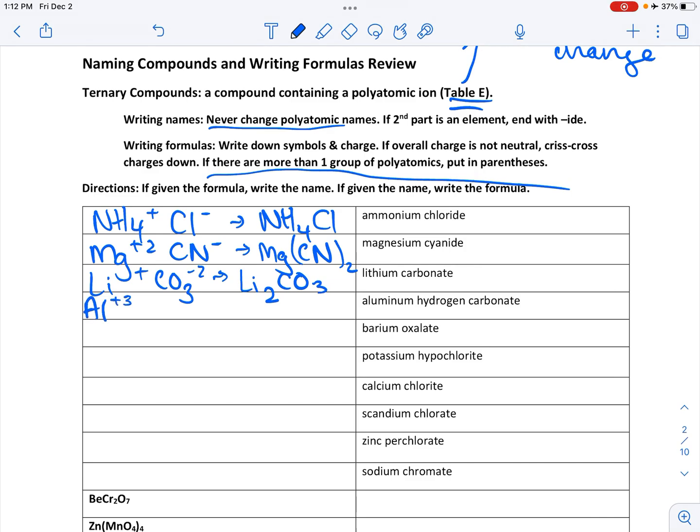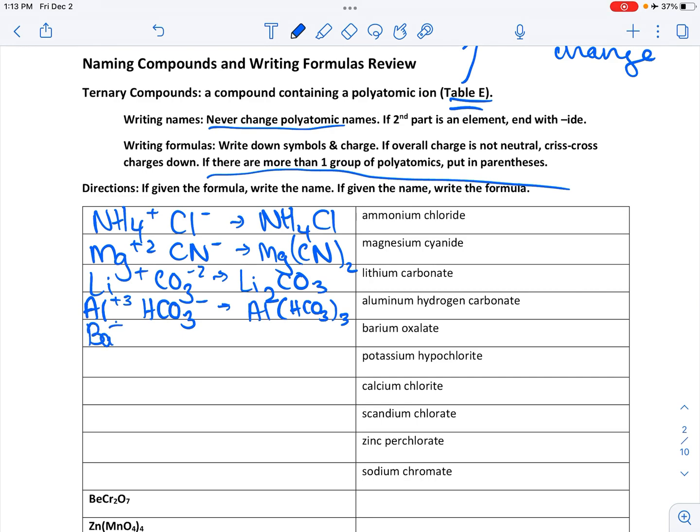Aluminum hydrogen carbonate. Aluminum is a +3. Hydrogen carbonate is HCO3 -1, even though it sounds kind of weird. And so that crisscrosses to Al, nothing. The whole thing, HCO3 in parentheses, and there's the 3 outside. It's a different 3 than the 3 as part of the polyatomic.